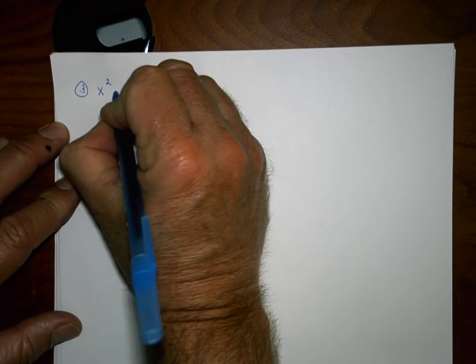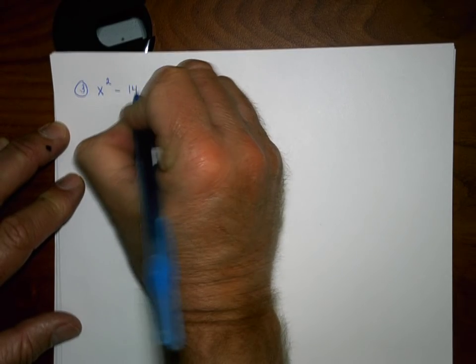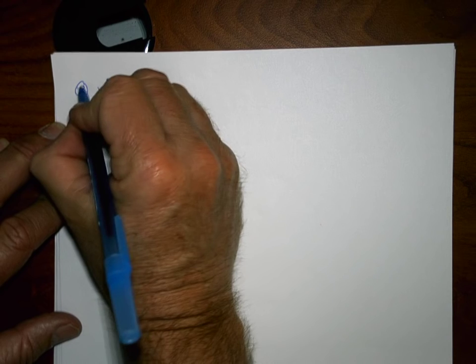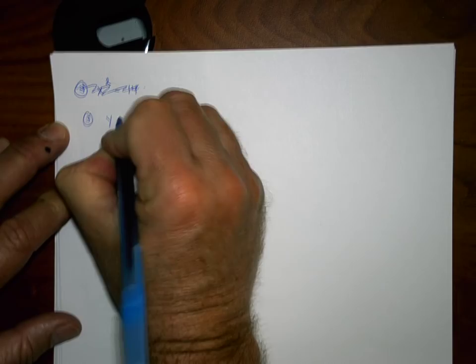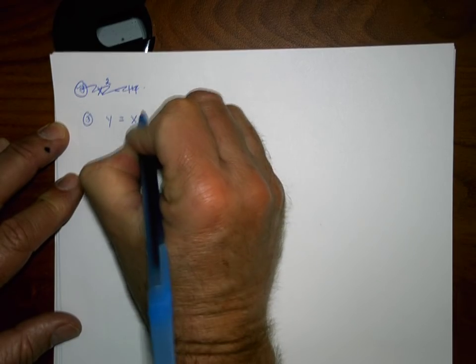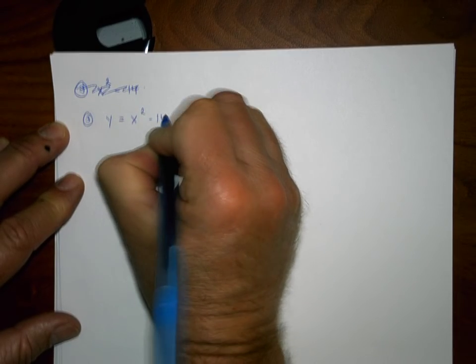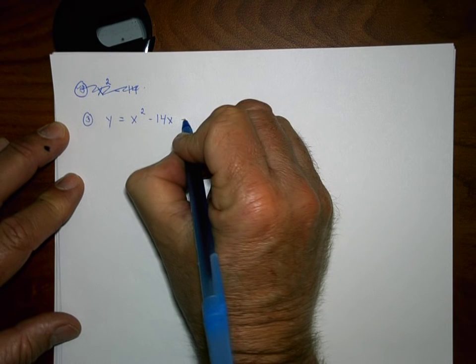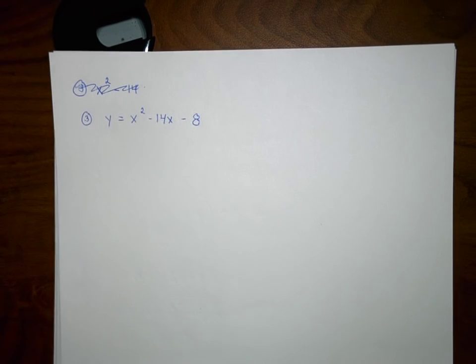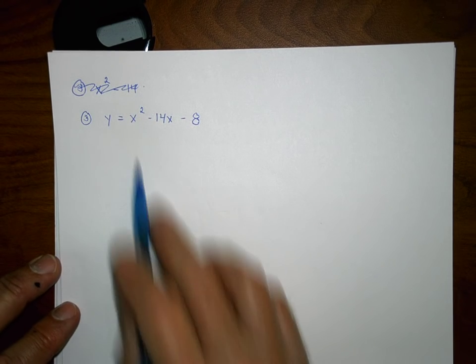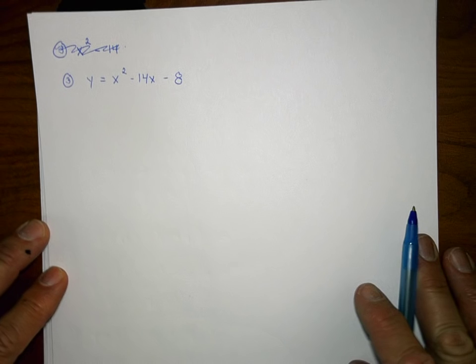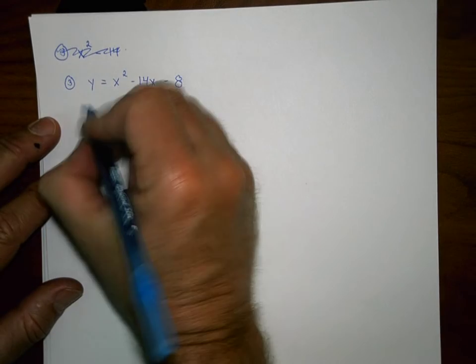So x squared minus 14x. Whoops, I forgot something here. So let's restart. Sorry. Number 3, I forgot the y equals. No big deal. y equals x squared minus 14x, and then let's go ahead and go minus 8. Okay, so I want to change this equation into vertex form, and I'm going to use the process called completing the square.